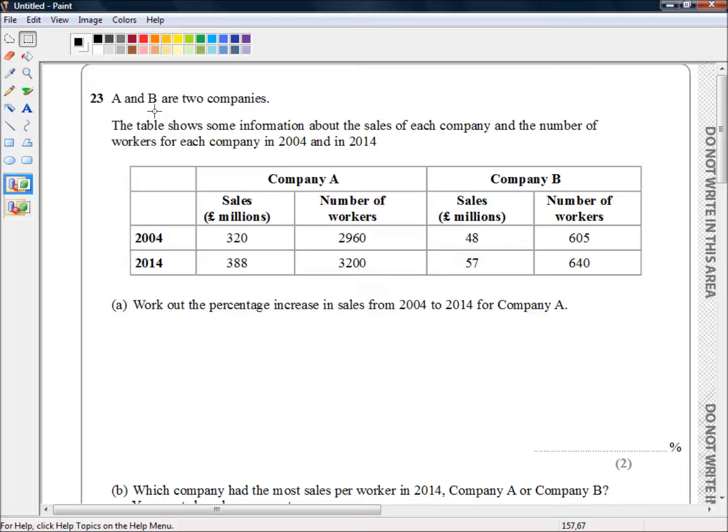This is paper 1MA1/3F. It's the third paper in the foundation tier and we're picking up in question 23. Oh, this is a calculator paper.